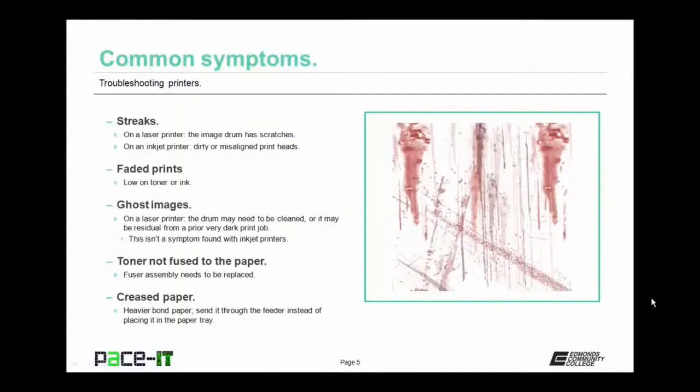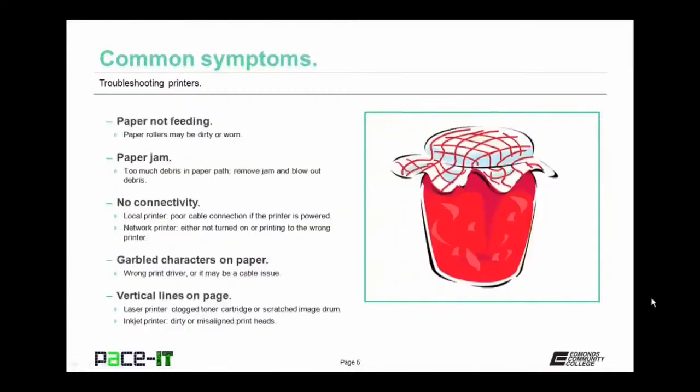Ghost images, when they occur, usually occur on a laser printer. The drum may need to be cleaned of residual from a prior very dark print job. If the toner is not fused to the paper, then the fuser assembly needs to be replaced on your laser printer. If you're having a problem with creased paper, that's usually because you're using a heavier bond paper. So send it through the feeder instead of placing it in the paper tray.